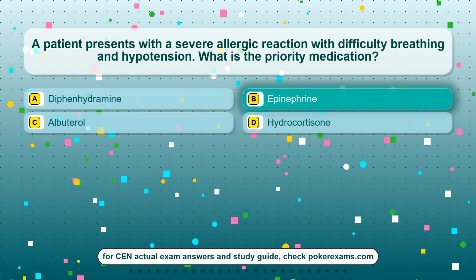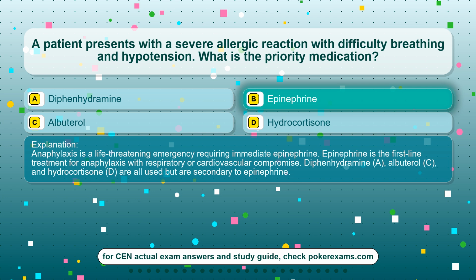The correct answer is option B, epinephrine. Anaphylaxis is a life-threatening emergency requiring immediate epinephrine. Epinephrine is the first-line treatment for anaphylaxis with respiratory or cardiovascular compromise. Diphenhydramine, A, albuterol, C, and hydrocortisone, D, are all used but are secondary to epinephrine.